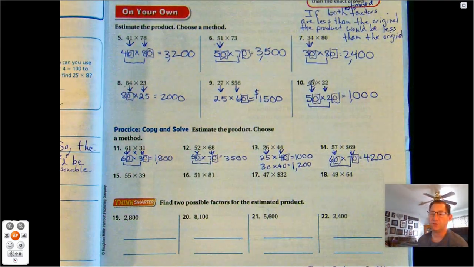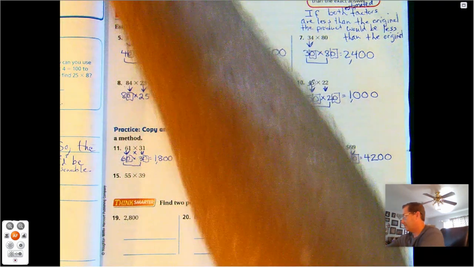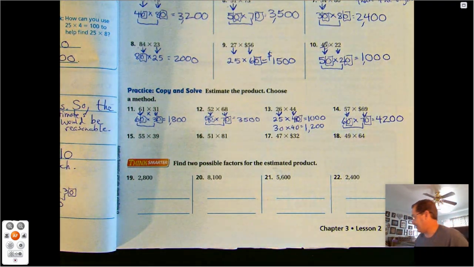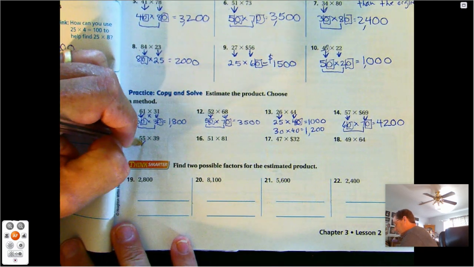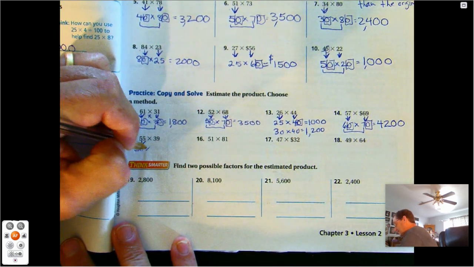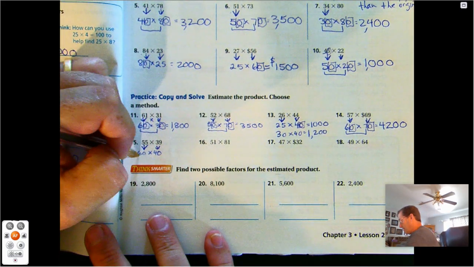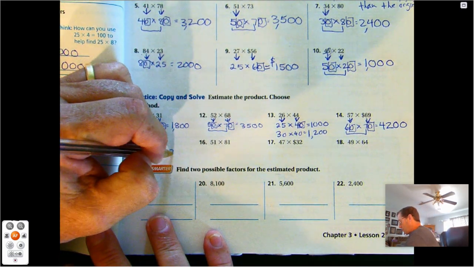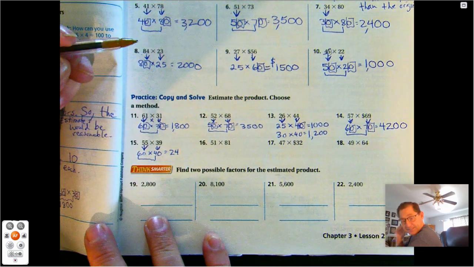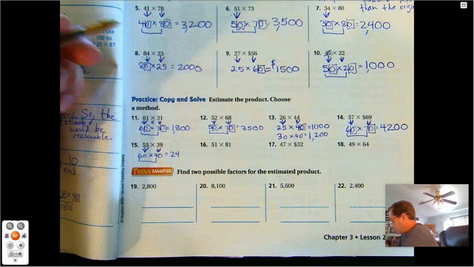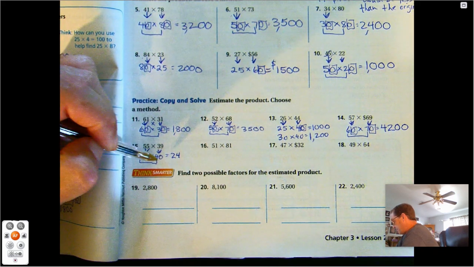Right, number 15. So I'm going to round that up to 60. I'm going to round 39 to 40. The basic math fact is 6 times 4, which is the same as saying 6 times 2 doubled. So 6 times 2 is 12, double is 24. I have a 0 in 60, I have a 0 in 40, so my product will end in 2 zeros.